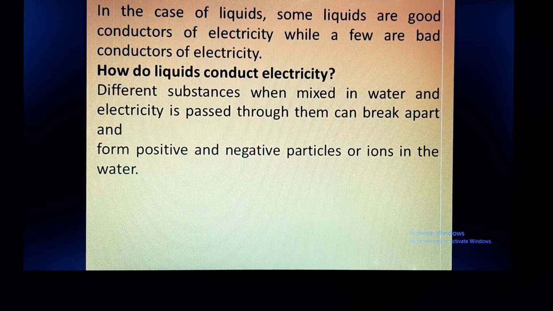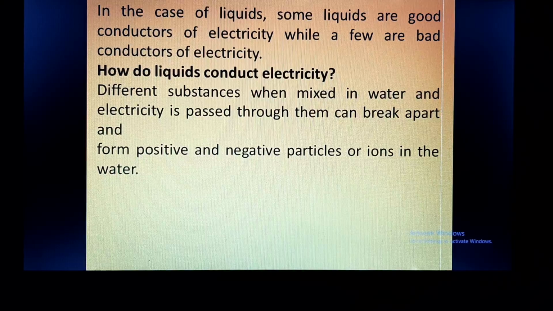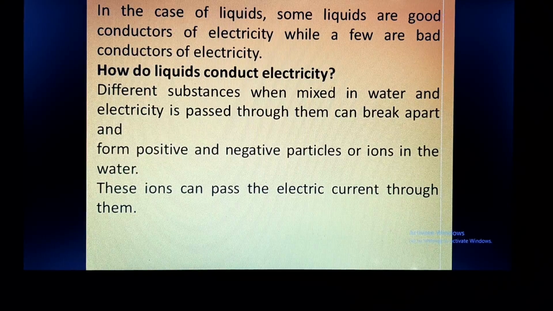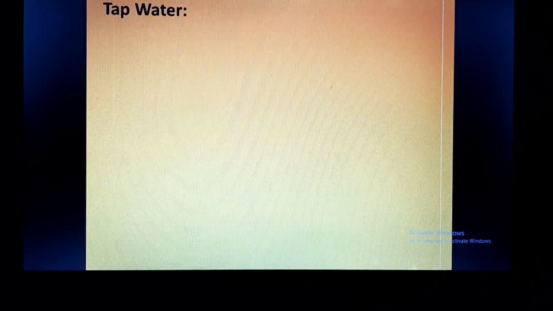When some substances, for example acid, base or salt, are mixed in water, they break into positive and negative ions. And these positive and negative ions can pass electric current through them, and hence they make the water conducting. Now if the number of ions is greater, more charge or more current can be conducted. So the more the number of ions, the better the conductor of electricity.